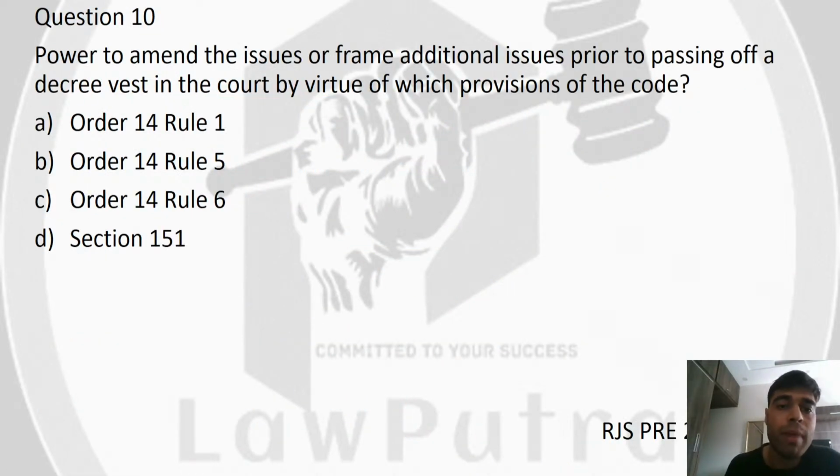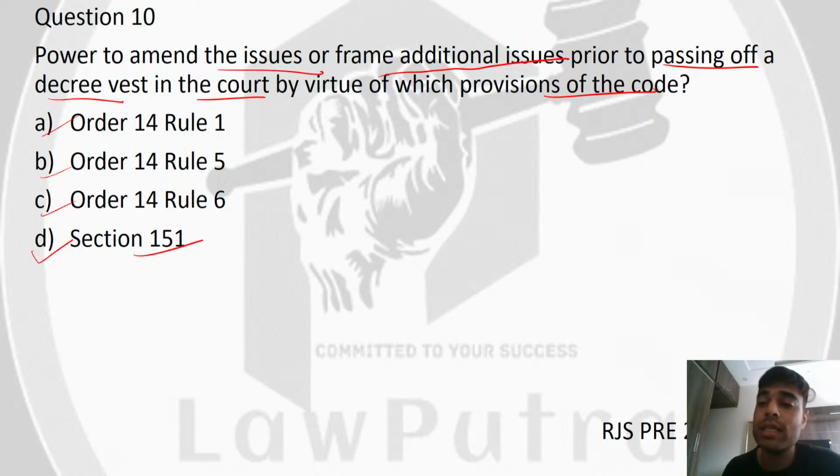Next question. Power to amend the issues or frame additional issues prior to passing of a decree vests in the court by virtue of which provision of the code? Order 14 Rule 1, Order 14 Rule 5, Order 14 Rule 6 or Section 151. So, power to amend issues or frame additional issues prior to passing of a decree.